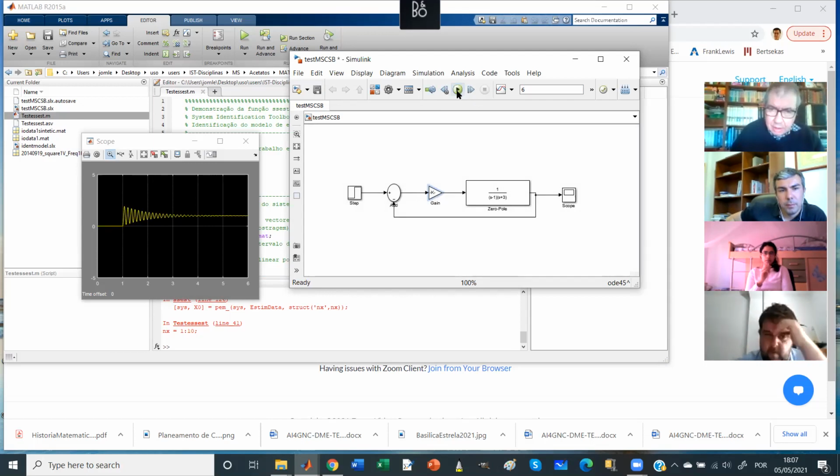It's much faster. The frequency becomes higher. Because the imaginary part is increasing, the real part is the same. You see that the damping is more or less the same. Actually, it is the same. But the frequency of oscillation is increasing. Why? Because the real part is constant and the imaginary part is increasing. Okay?